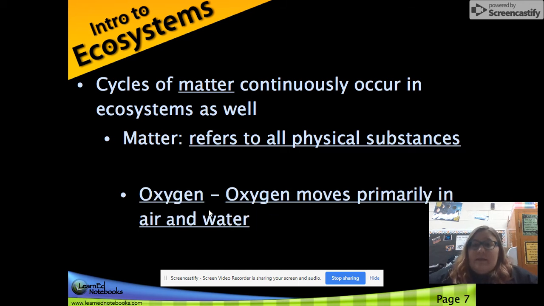Oxygen moves primarily in the air and water. We breathe in oxygen, breathe out carbon dioxide. Plants take in the carbon dioxide, make oxygen. Plants are also in water, meaning when they make the oxygen, it's released into the water. H2O: hydrogen molecules bond with the oxygen molecules to make water. We talked about how fish are able to survive underwater because there is oxygen in there. Some of them aren't able to process the oxygen, so they come up to the top of the water.